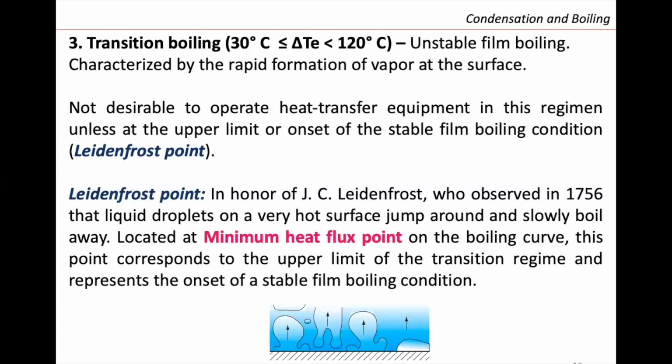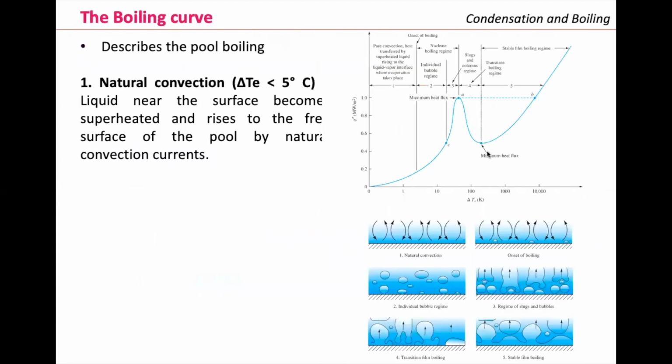You can find that in the number 3. And this minimum heat flux point that I'm talking about on the boiling curve, the transition from the transition regime to the onset of a stable film boiling condition, is here, right? Minimum heat flux. So we are here.